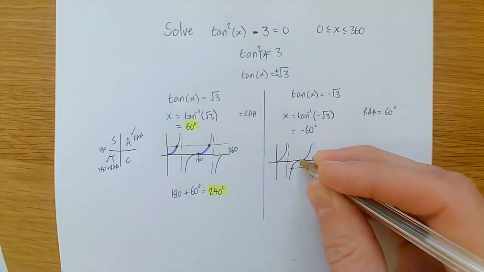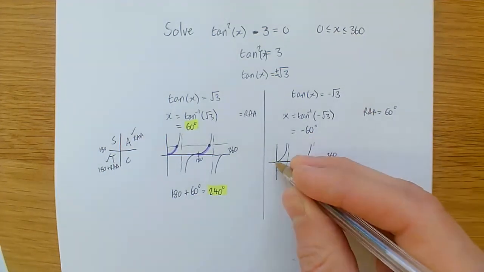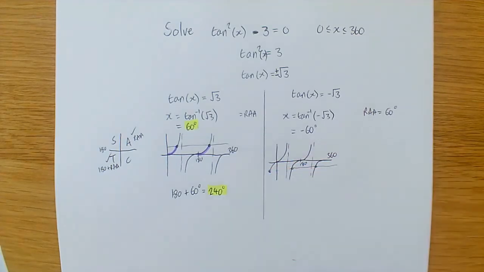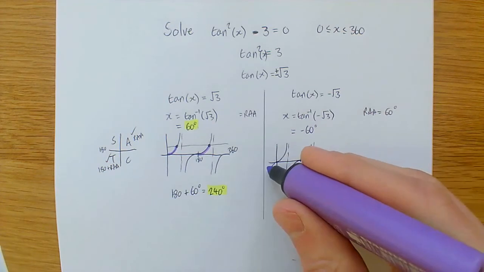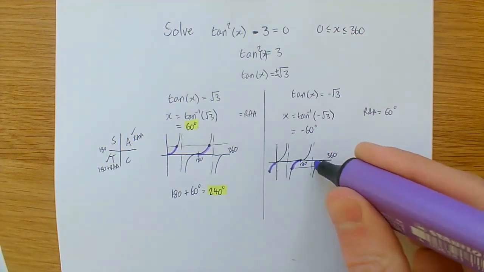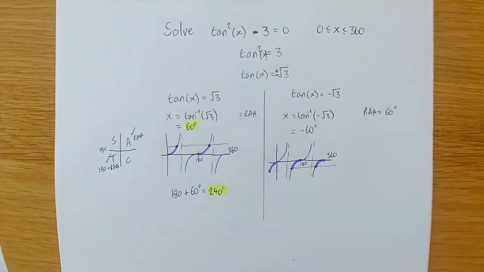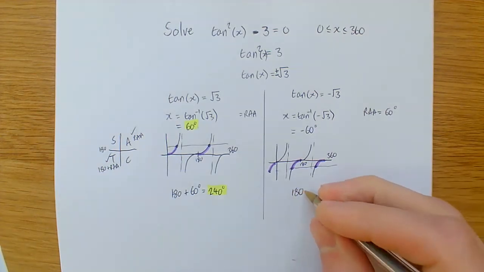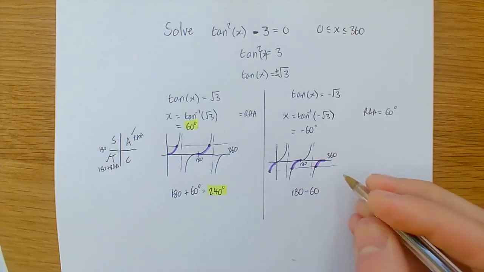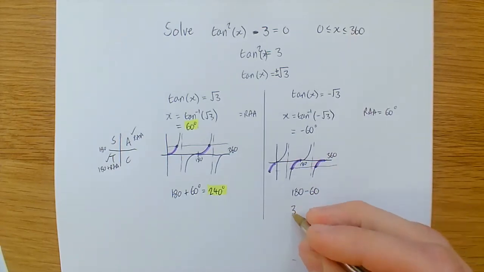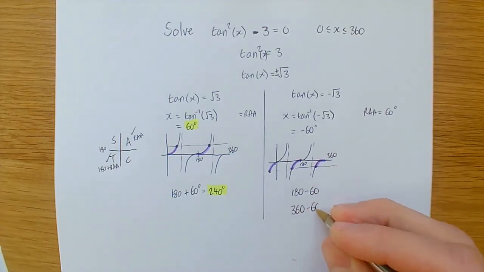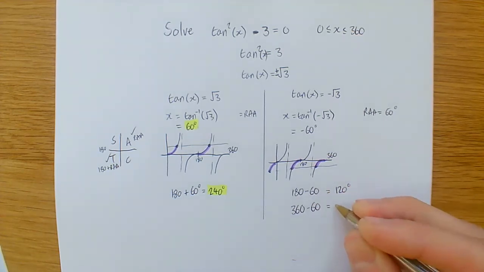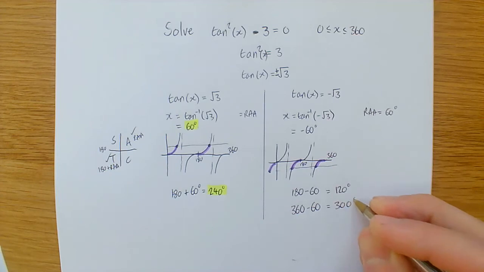So that's clearly going to be 180 minus our 60, because there's our minus 60 values over there. So our 3 matching bits of graph are that one, and that one. So we've got 180 minus 60. And we also have 360 minus 60. So we get 120 degrees, or we get 300 degrees.